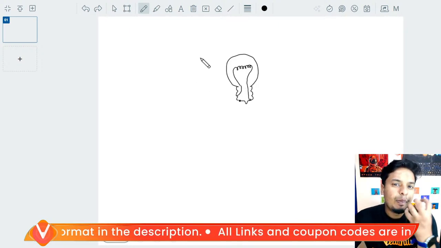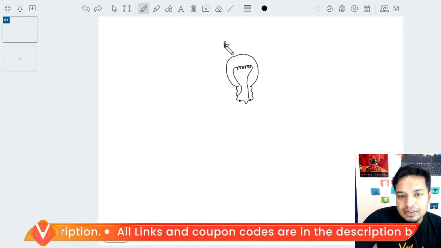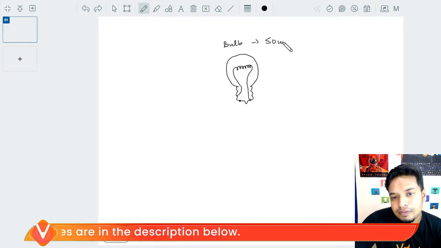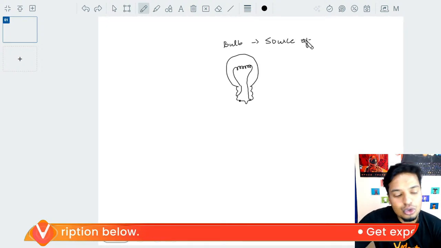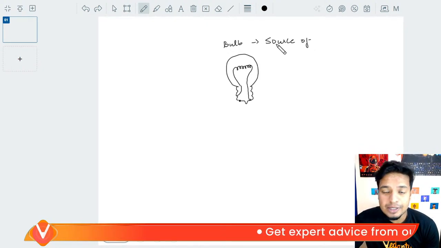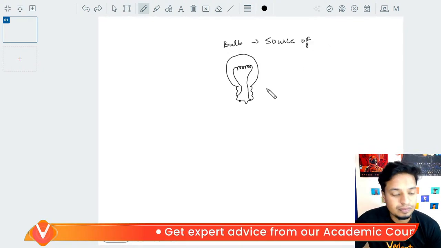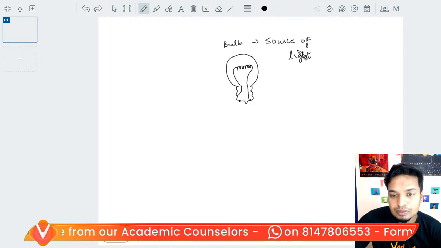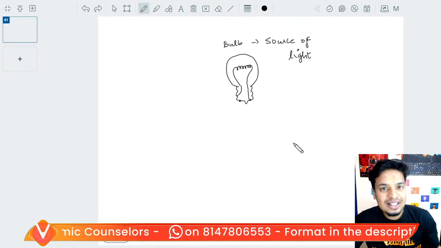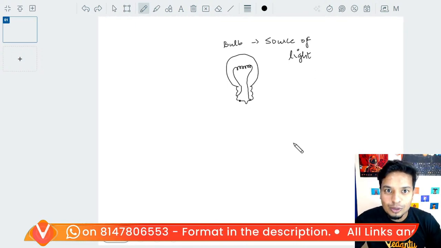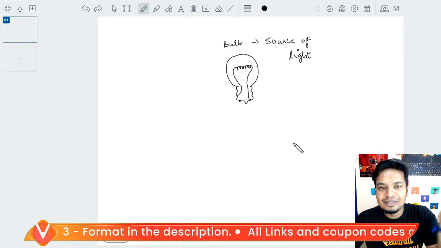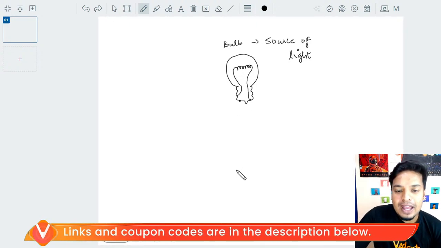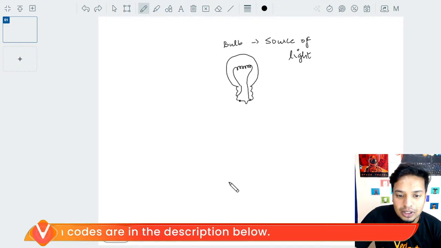Now, what is a bulb, guys? We'll just write. A bulb is the source of what? Source of electricity? Is a bulb the source of electricity? A bulb is the source of light, right? Roshan, is that what light is called in Hindi? Roshan, dhoop is sunlight, roshan is light. Okay, source of light.